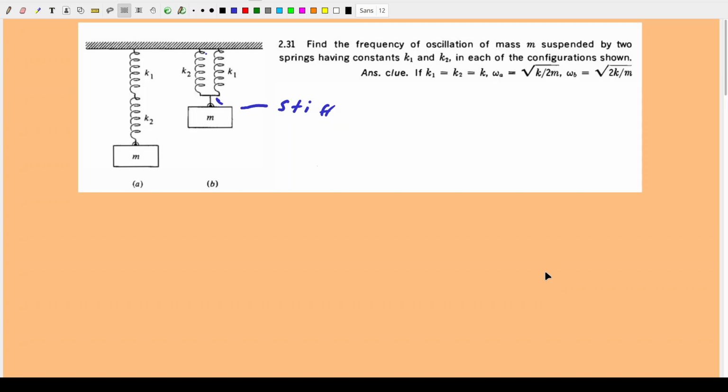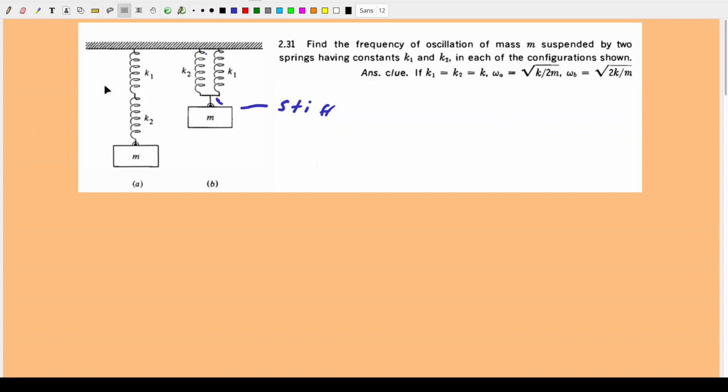All right, let us take a look at the following problem. Two systems here, springs in series and springs in parallel. And the question is, what will the effective spring constant be in this case and in this case? And from that, we can calculate the angular velocity, omega.